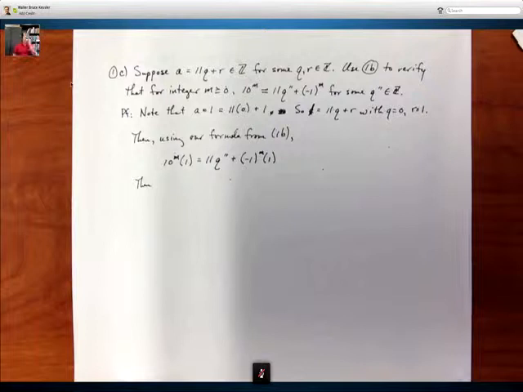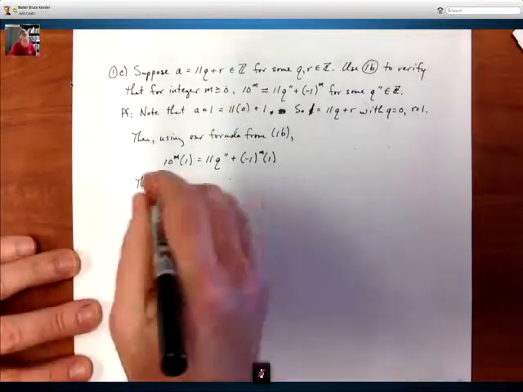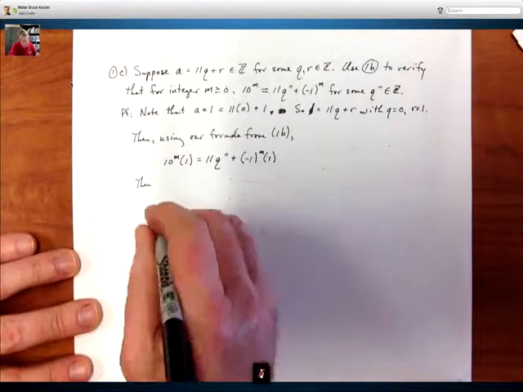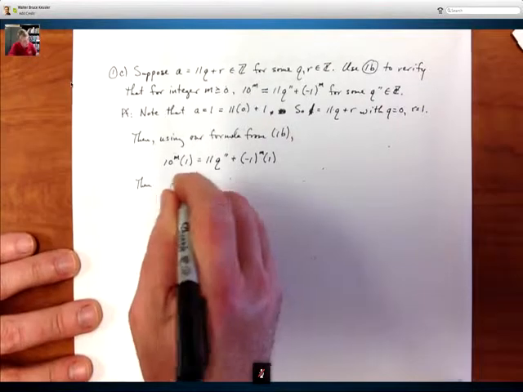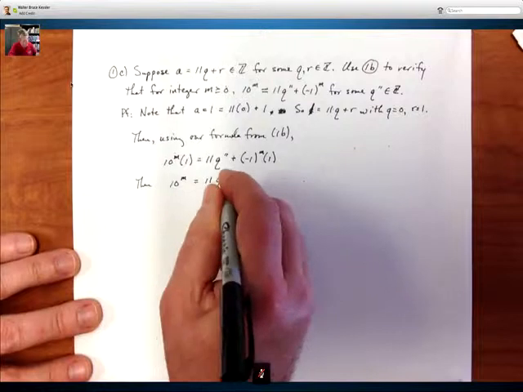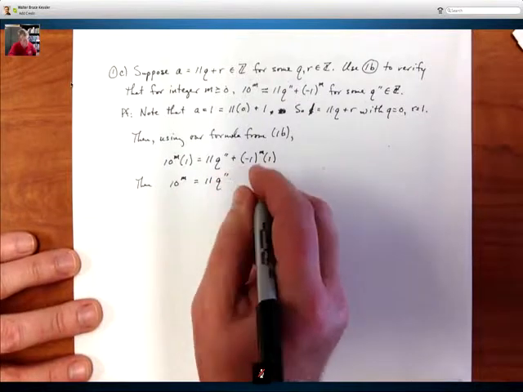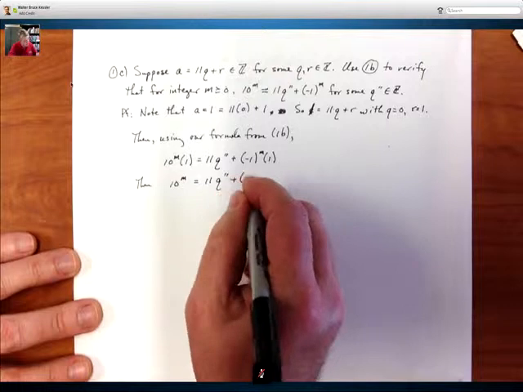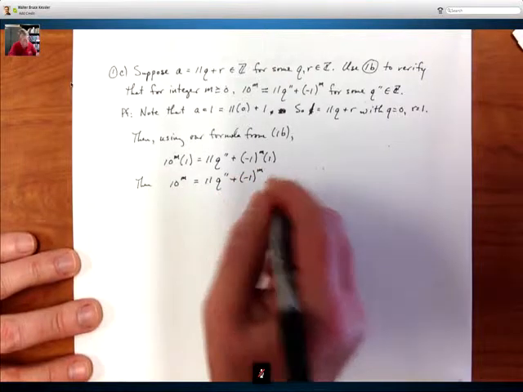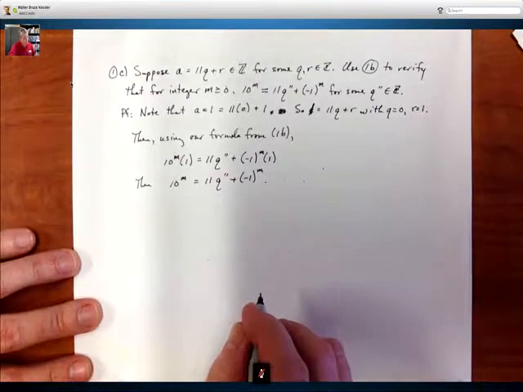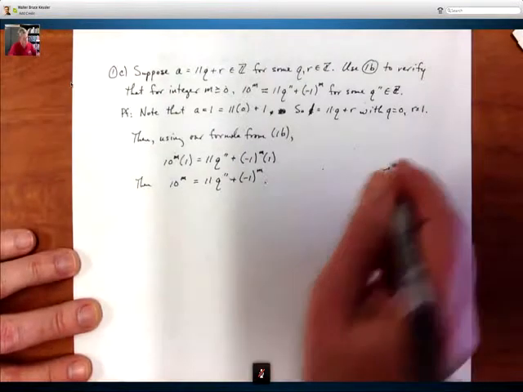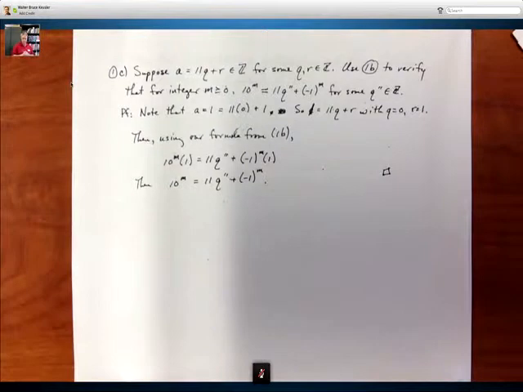And now notice that this is not a chain. I kind of harp on this a lot, but it's an important point. This is not a chain of equalities. This is an equation. You know, we've popped a value into something we proved was identically true. Okay? So now, just simplifying both sides, I have 10 to the m equals 11q double prime plus negative 1 to the m. And that is what we wanted to show. So I'm going to quit right there. Okay?